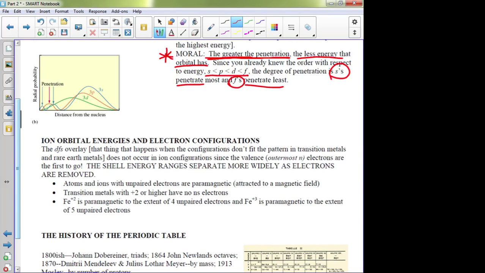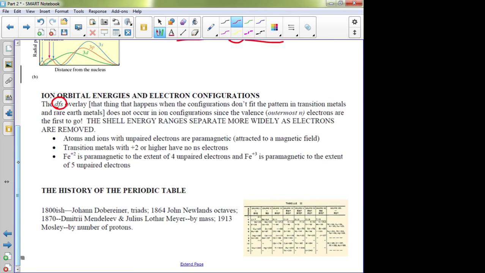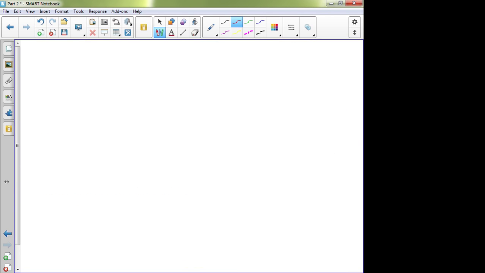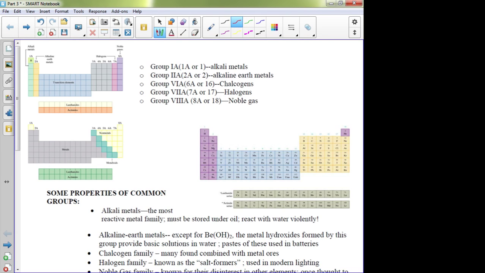Now, sometimes our energy shells overlay, especially our D's and our F's and our S's, because if you notice, when we start getting into the transition metals, what is all together here? My D's, my F's, and my S's. So a lot of times our energy levels will overlay. This causes some exceptions to the rule.